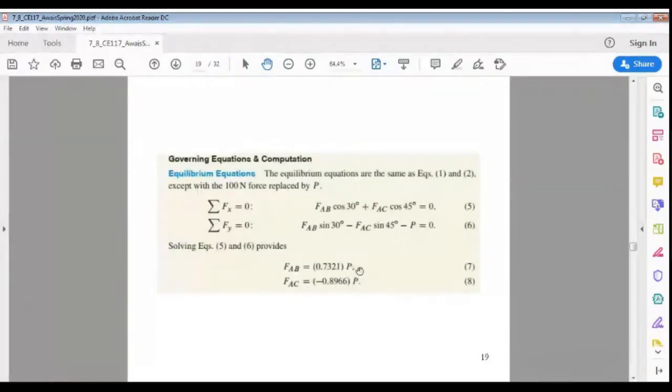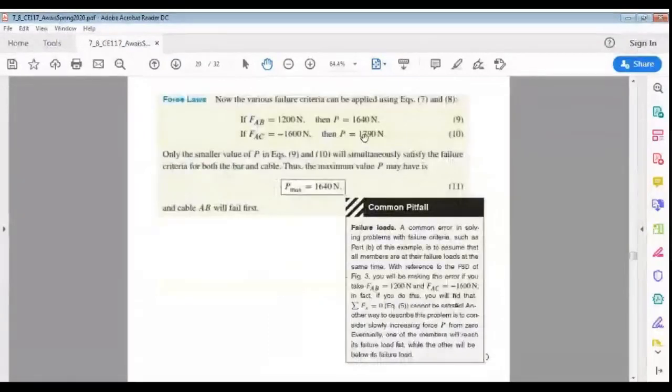So I will get two values of load P based on the failure of the two members, and then select the smallest of these two values. The smallest of these two values is 1640 Newton. I cannot select 1790 Newton because member AB can take a load of only 1640 Newton. So if I apply a load of 1790 Newton on the structure, the member AB will fail. So that's why I cannot take the largest load. I always have to select the smallest load to design a safe structure.